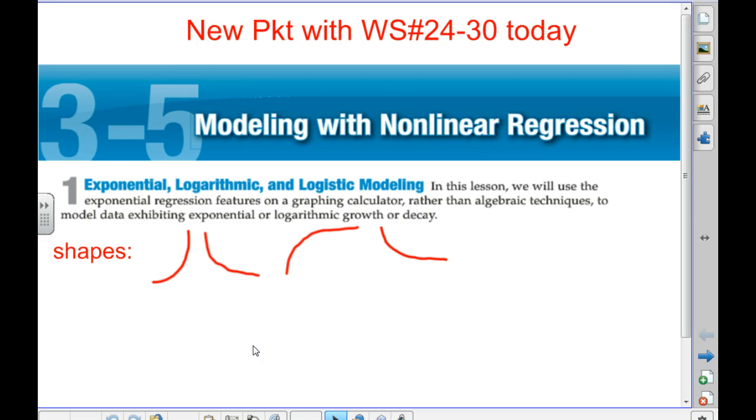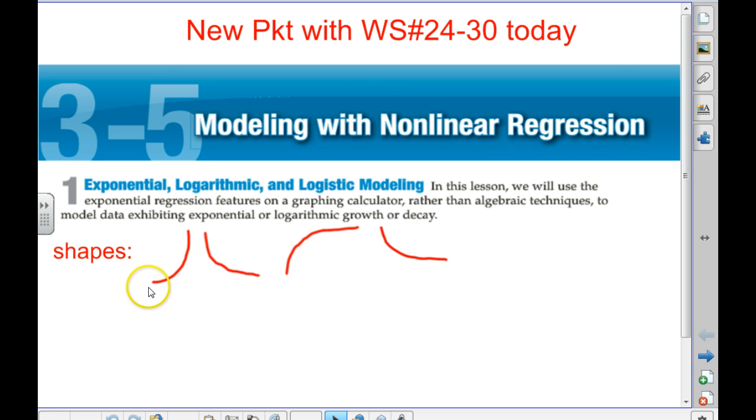All right, guys, today's lesson is on nonlinear regressions, okay? When you have data that does not make a nice straight line and you want to find a regression equation, your calculator will do that for you. In this lesson we're going to talk about exponential regression, and we're also going to talk about logarithmic regression.